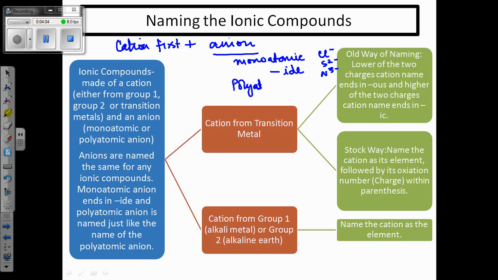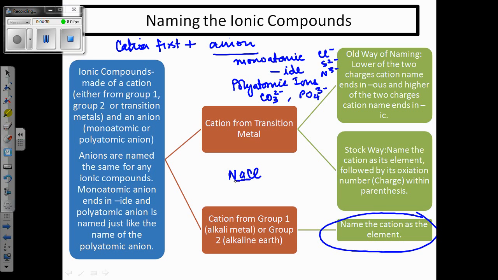Polyatomic ions are just named as they are, like carbonate, CO3 2-, phosphate, PO4 3-, and there is a list of common polyatomic ions for your reference at the end of this podcast as well. Now, how do you name the cation? If the cation comes from group 1 or 2, you name it just like its element, and it's simple. For example, in NaCl, Na comes from group 1, so you name it sodium. And then, because this is a monoatomic anion, you name it chlorine, but ending in "ide", so chloride. That's how you name it.